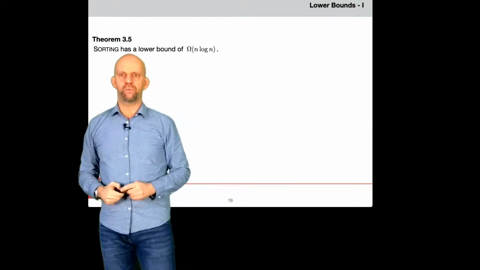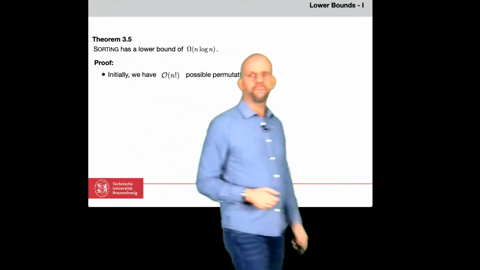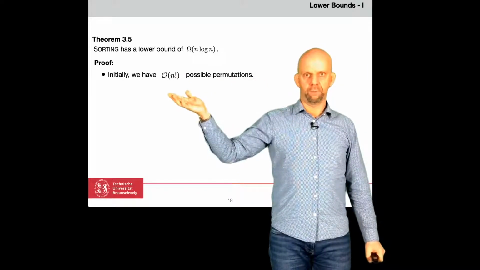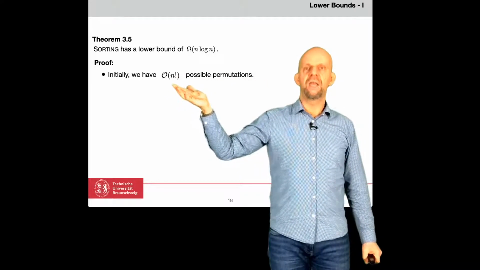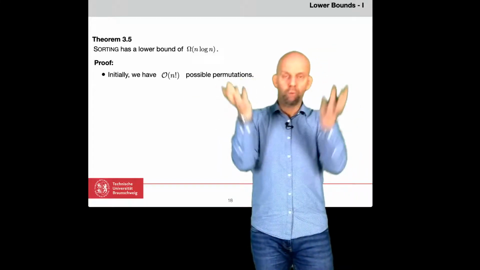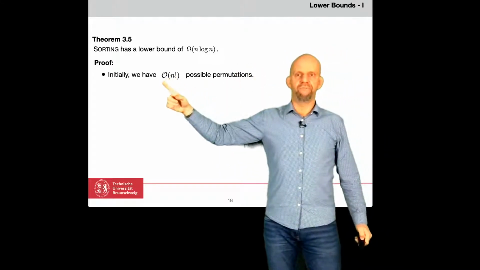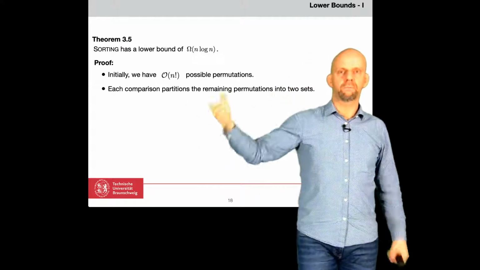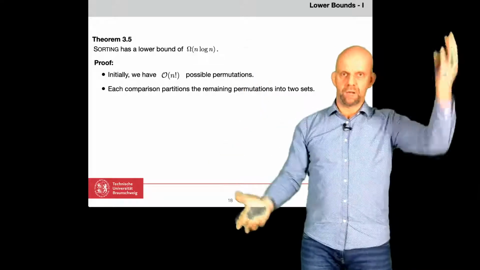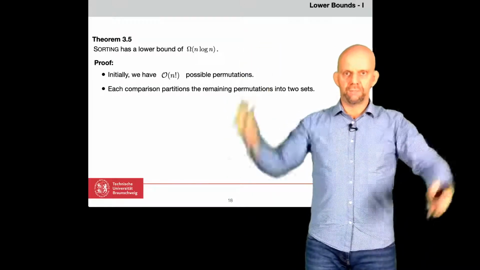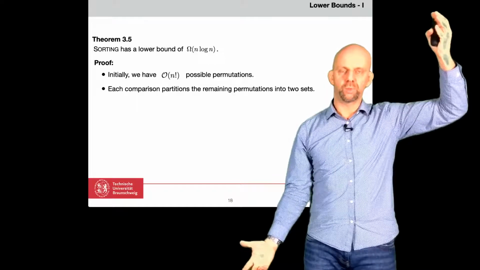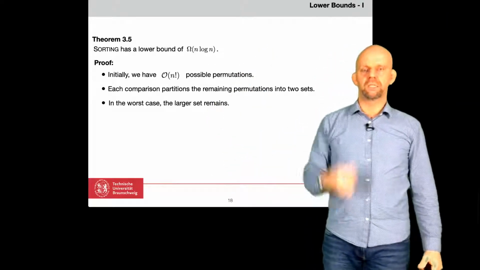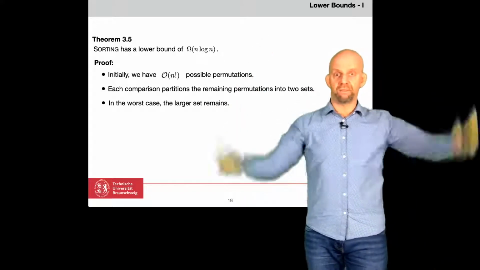Sorting has this lower bound. Why is that? Well, the first thing is when we have a set of possible permutations of a set of numbers, and we're only allowed to make pairwise comparisons. Initially, we have n factorial, and every comparison we make gives us 2 possible answers. So a set of permutations where this one is smaller, and a set of permutations where that one is smaller. And in the worst case, the larger set remains. We get the answer that we don't like.